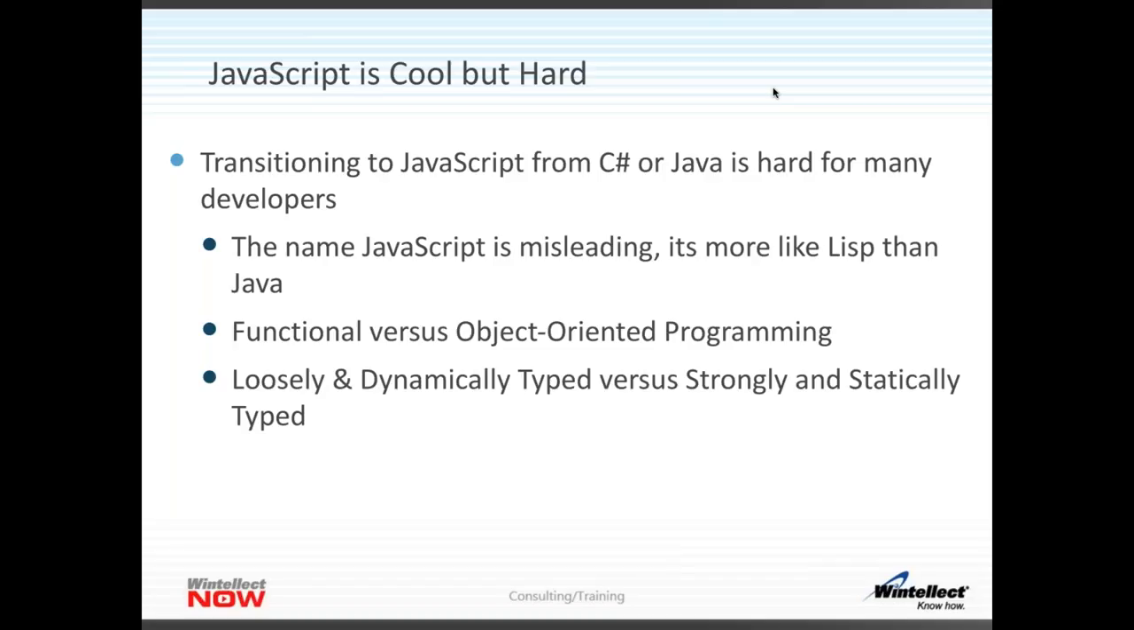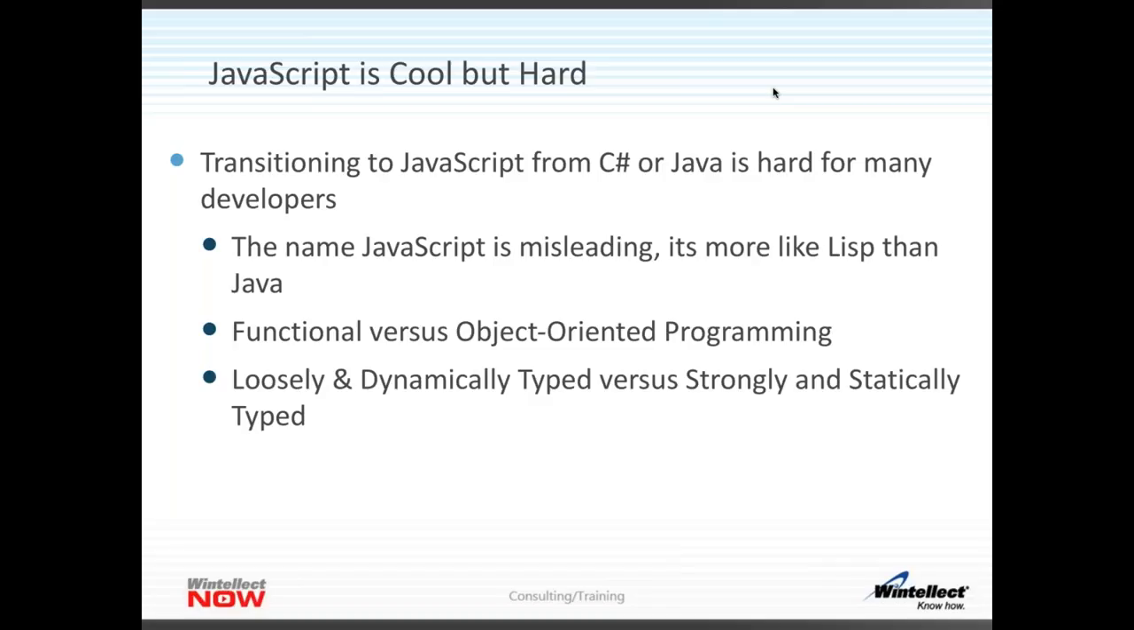Another thing that is very difficult and challenging for folks when transitioning over is the loosely dynamically typed nature of JavaScript versus something that's strongly and statically typed. When you create a class or whatever in Java or C#, that class has a certain predefined shape at development time. And you have to interact with that class according to that shape. So that predefined class shape would be like static typing. And strong typing means we have to interact with it in that way.